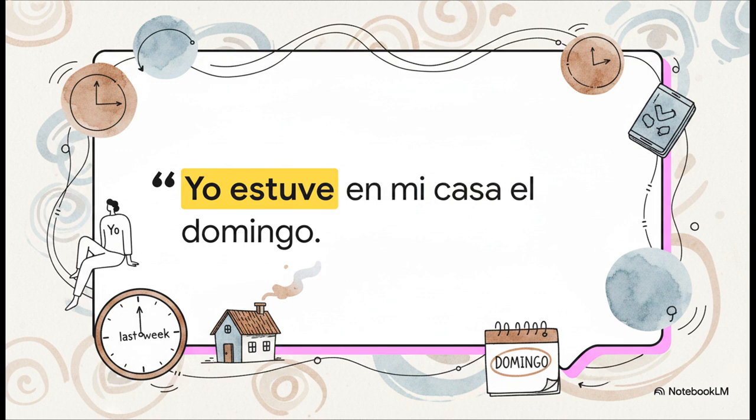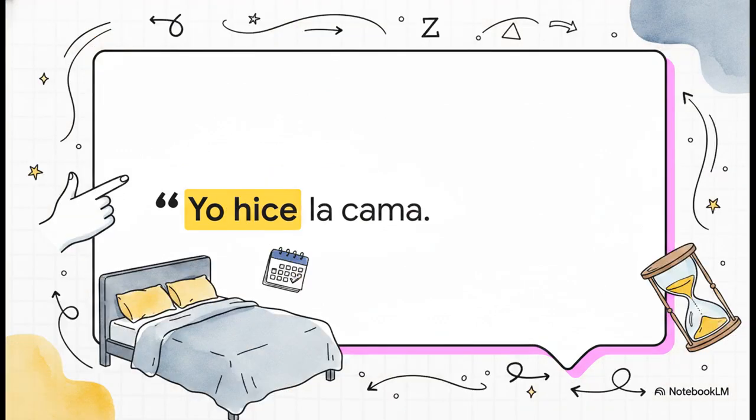I was at my house on Sunday. Done. Now let's analyze our second one. Yo hice la cama. So here we're working with the verb hacer, to do or make. Because the subject is yo, first person singular, hacer transforms into hice. I made the bed. It's a completed action, right?